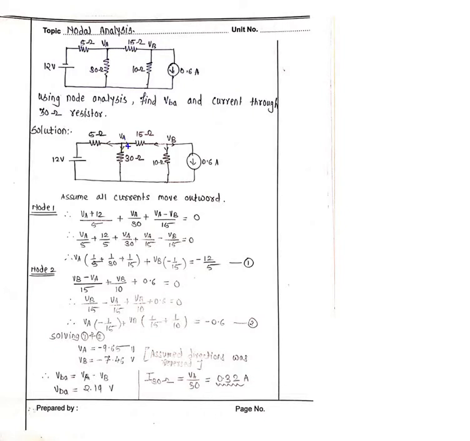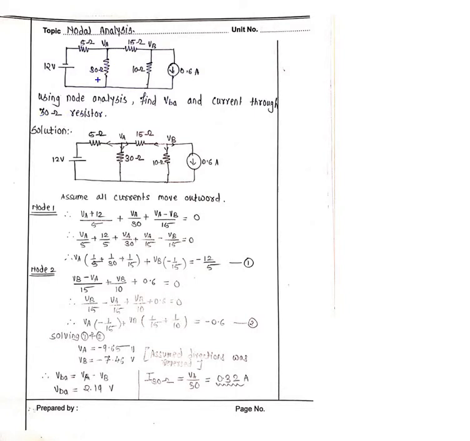Here you see node A and node B. There are two nodes given in the problem, with VA and VB, the ohm values, and the supply voltage with the arrow mark. A 0.6 amp current source is also given. Using node analysis, find VAB, and they are also asking to find the current through the 30 ohm resistor.